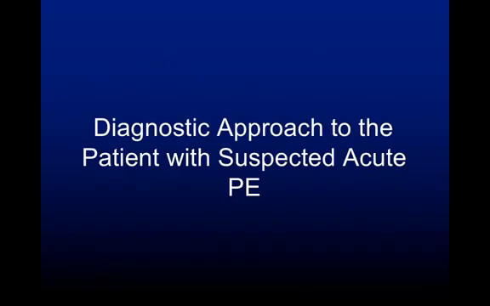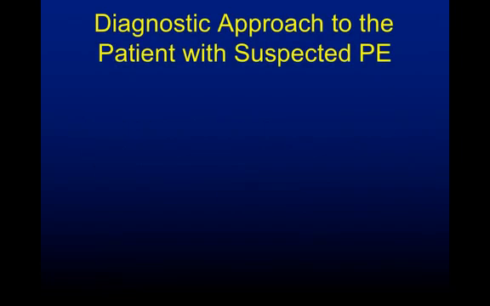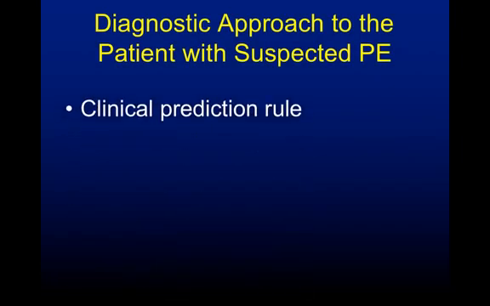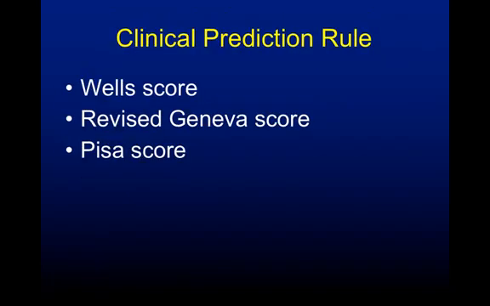So the diagnostic approach to the patient with suspected acute PE is as follows. It's very important to use 3 parameters: a clinical prediction rule, the D-dimer, and then only use imaging if required. So many clinical prediction rules have been developed. The Wells score is probably the most commonly used.